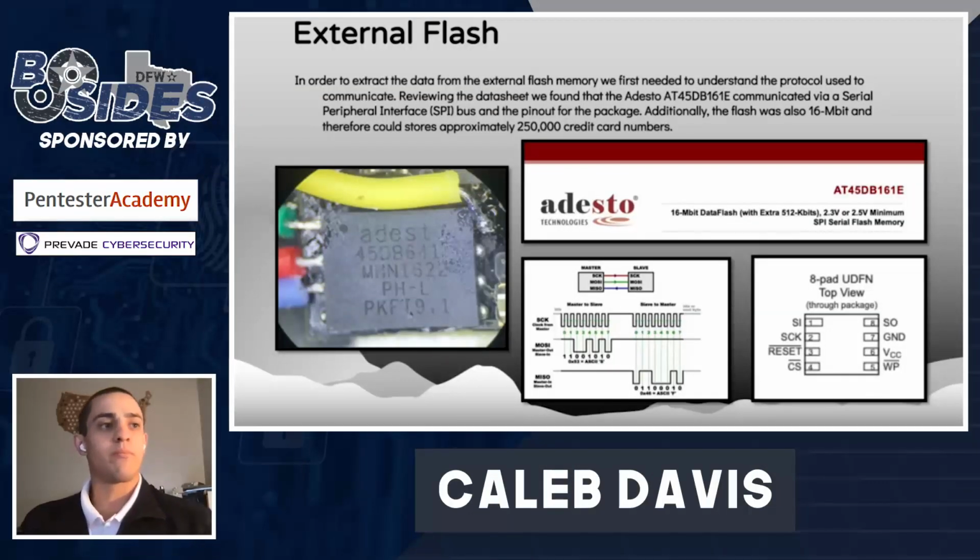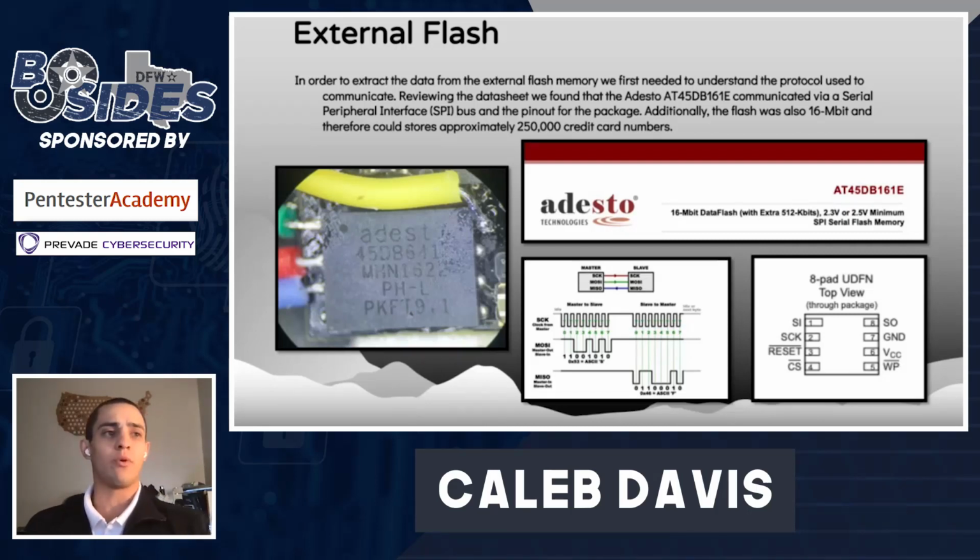As I mentioned previously, the first step in understanding a component is to determine the model number via the markings on the component. In this case, as you can see in the picture, the part was the Adesto AT45DB161E, which happens to be a 16-megabit flash memory device. And according to our calculations, it is capable of storing approximately 250,000 credit card numbers.